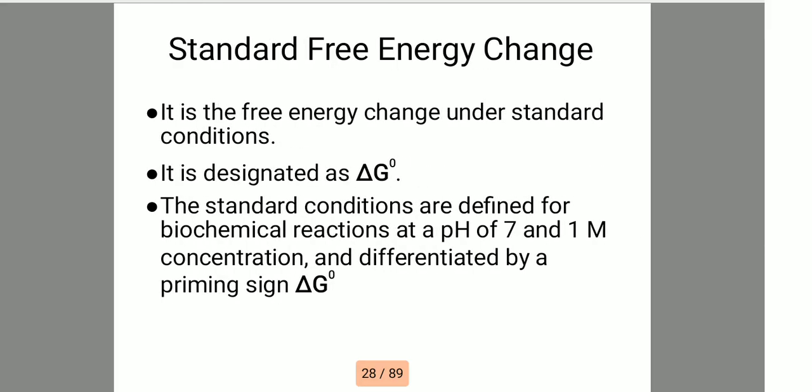The standard free energy is the free energy change under standard conditions, designated as delta G. The standard conditions are defined for biochemical reactions at a pH of 7 and 1 molar concentration, and are differentiated by a prime sign, delta G naught prime.